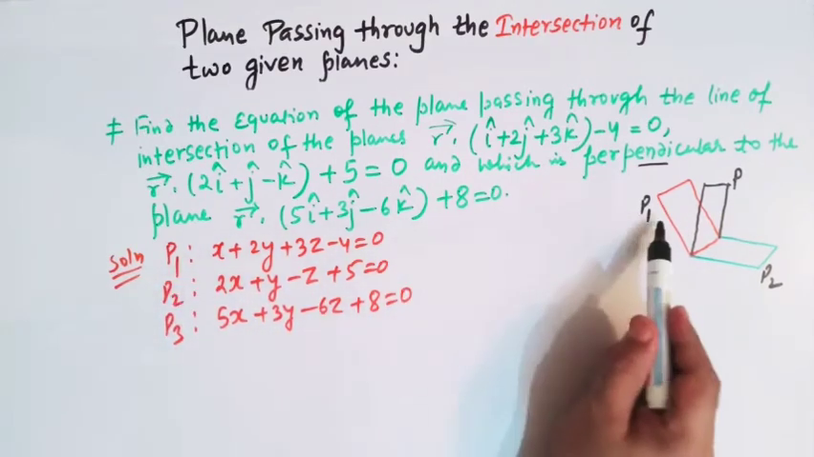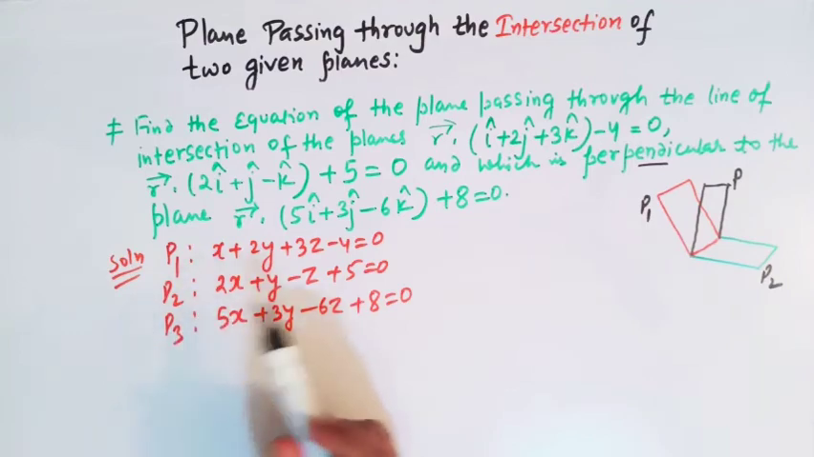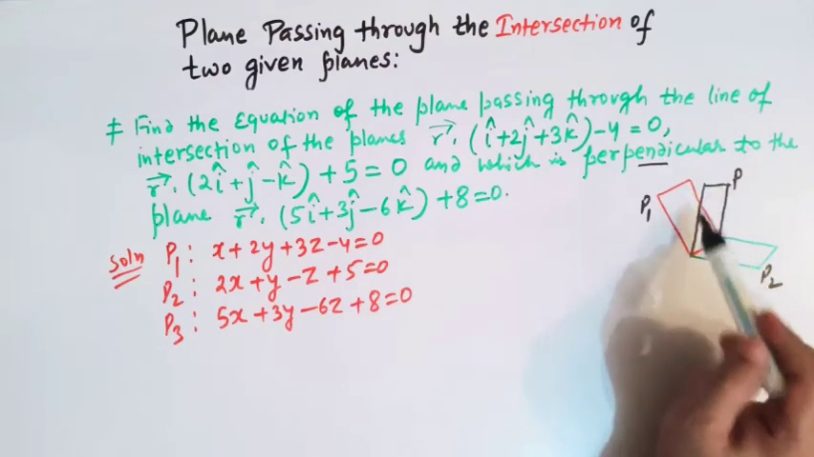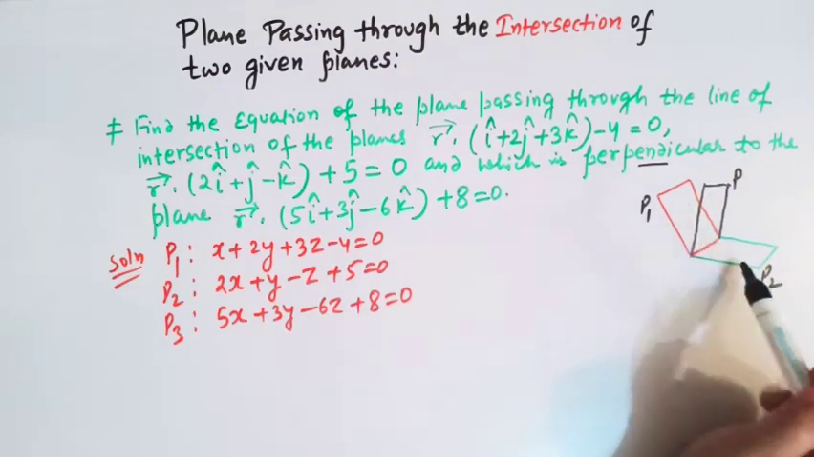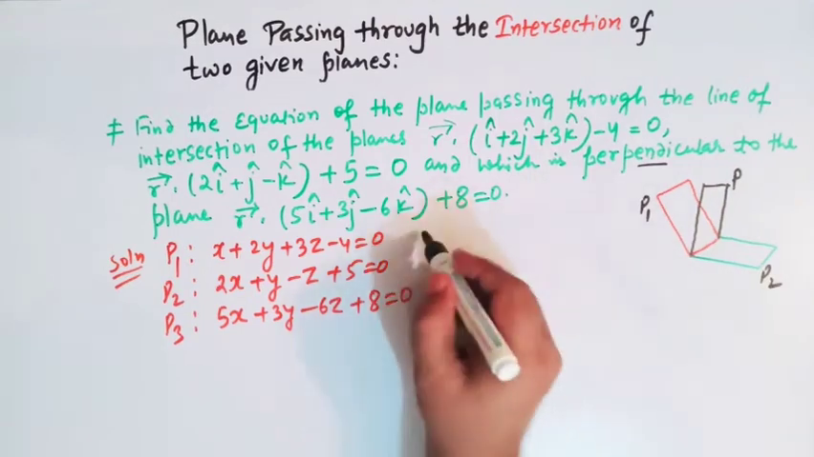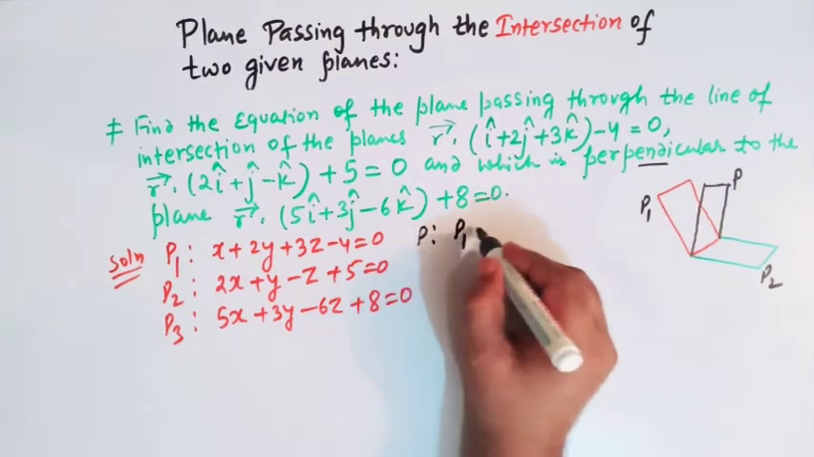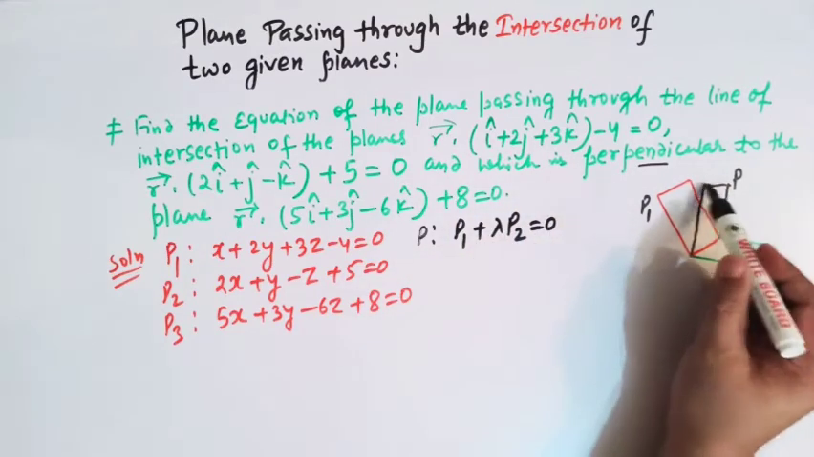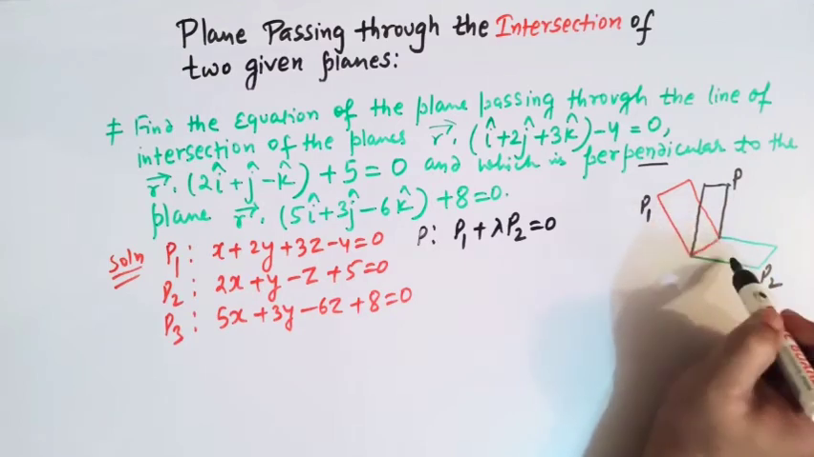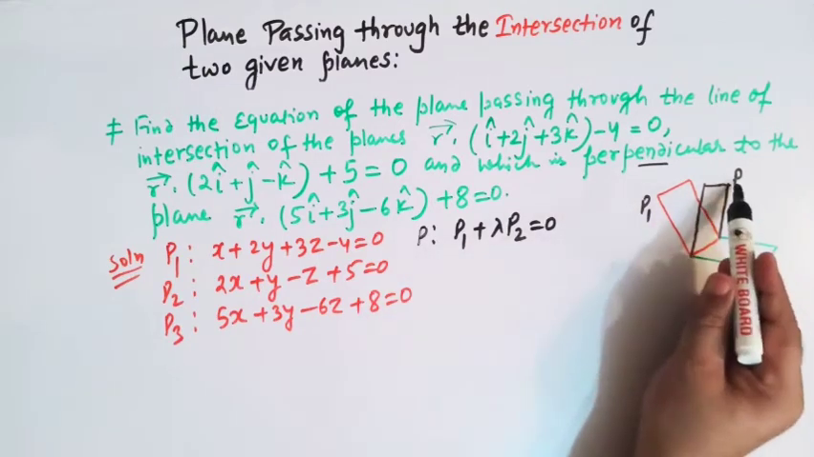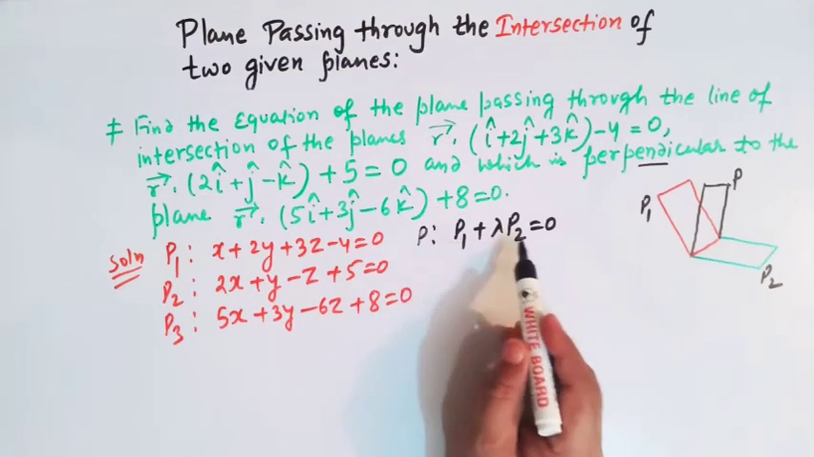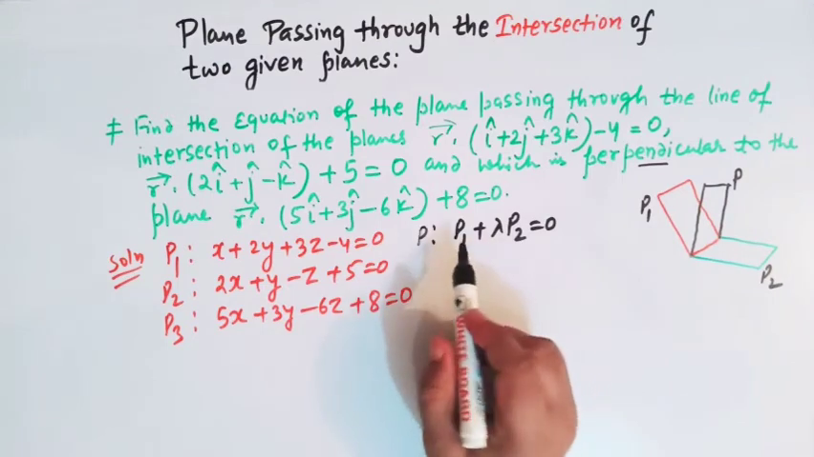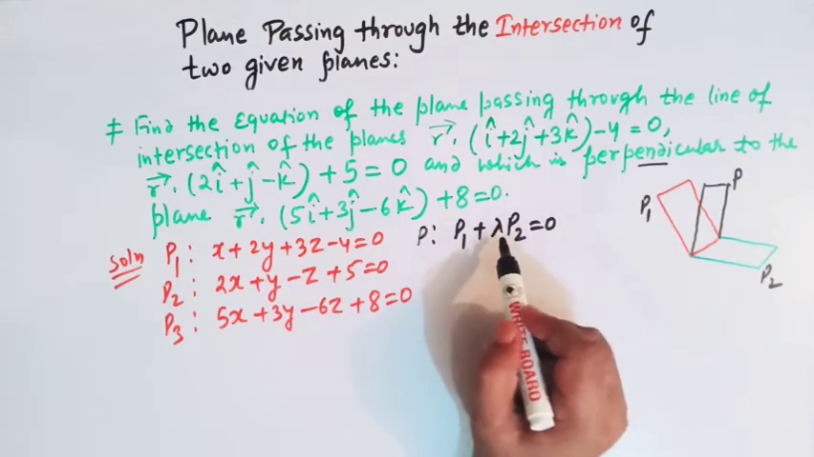This is the plane P1, this is plane P2, and this plane which we have to obtain is passing through the line of intersection of these two planes. So the plane P has the equation P1 plus lambda P2 equal to 0, right? Now this plane is passing through the line of intersection of these two planes, and the equation of this plane P is given by P1 plus lambda P2 equal to 0. Lambda is a parameter, and we have to find the value of lambda.